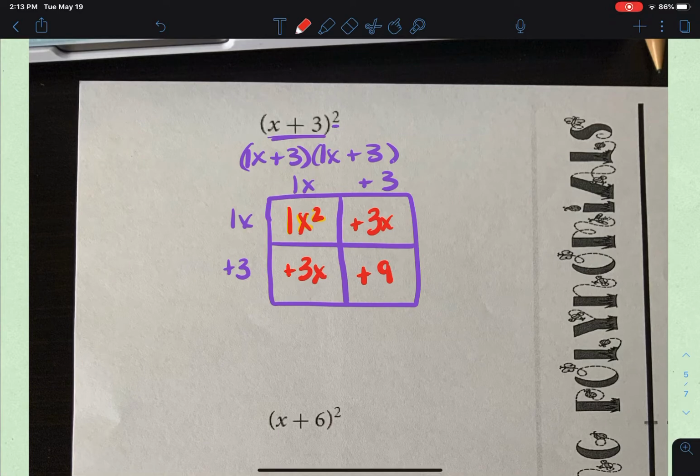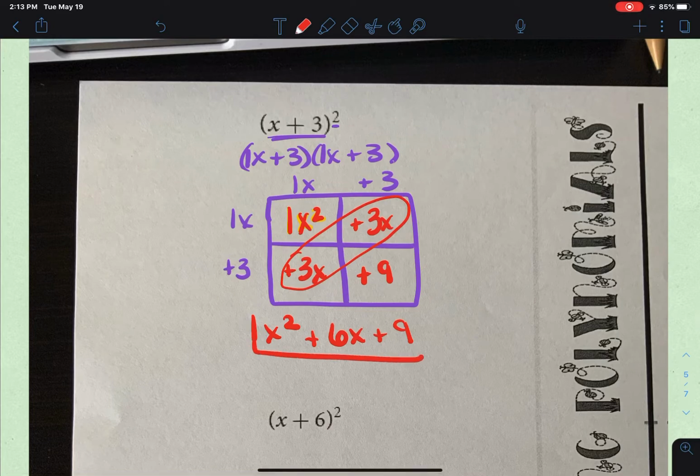Now, the only ones that I see are like terms are those because they have the same exact variable. So 3x plus 3x is positive 6x. I'm going to bring down the 9 and the 1x squared in front. Now remember, this 1x squared out here I can write as x squared, because I assume the 1 is there whether I write it or not.